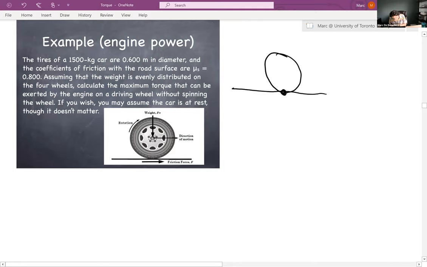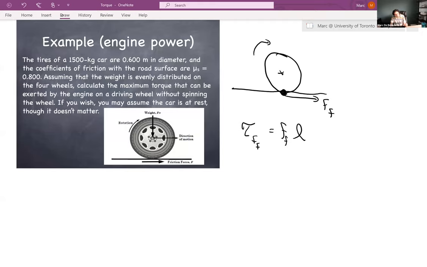So here is the point of contact, if you will. If the tire is rotating forward, then we know there's a force of friction. We know this from the previous unit. There's a force of friction forward, pulling the car forward. However, the axis of rotation is the center of the wheel, obviously. So the torque on the wheel due to the force of friction is going to be the force of friction times the lever arm.